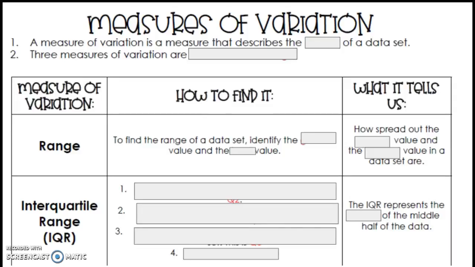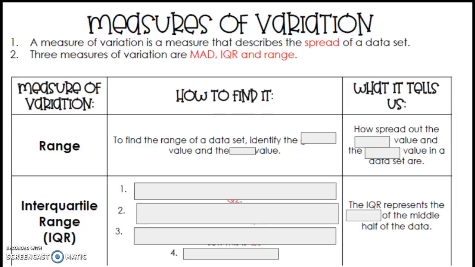All right, we're on to our next station, measures of variation. Variation basically means how much something changes. So that's how we measure if there's a very wide spread of data or if all the data is close together. Number one, it says a measure of variation is a measure that describes the spread of data. Three measures of variation are MAD, IQR, and range.